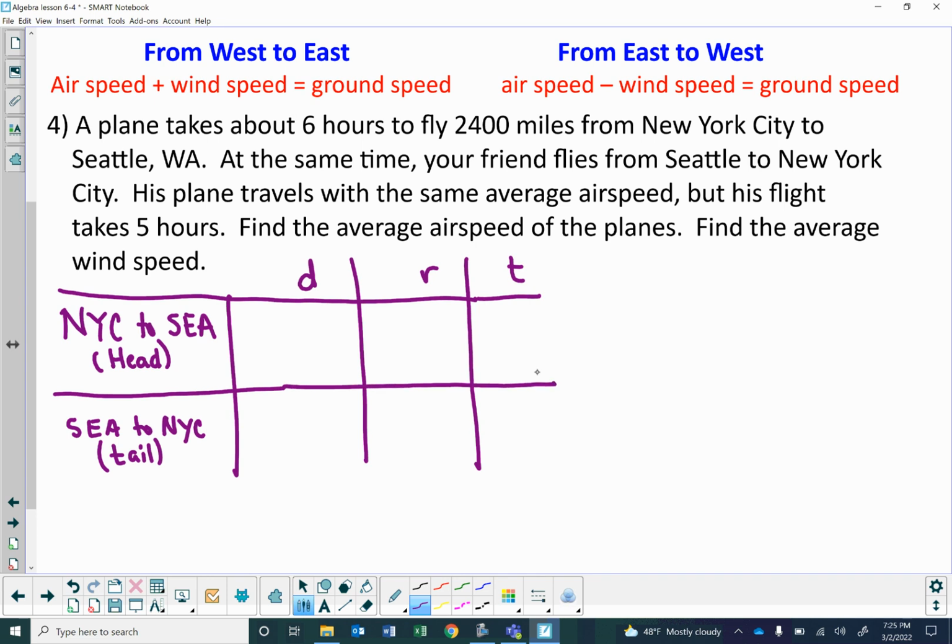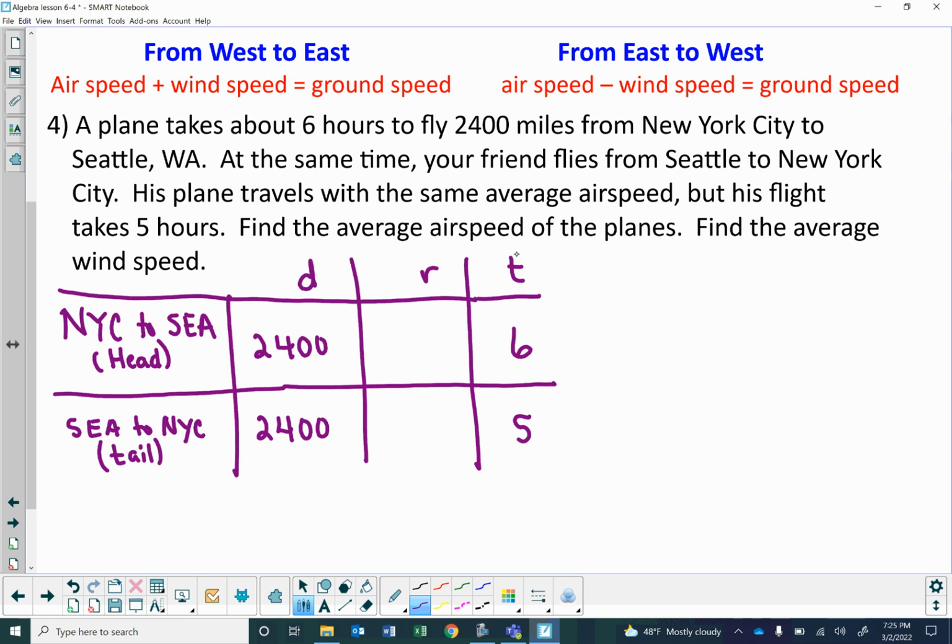So, it doesn't tell us the distance, does it? Well, yes, it does. It says it takes 2,400 miles. So from New York City to Seattle is 2,400 miles. From Seattle to New York City, still 2,400 miles. That's the distance. I don't know how fast the plane is going, but I do know how long it took the plane to get anywhere. So from New York City to Seattle, it took 6 hours. And from Seattle back to New York City, it took 5 hours.